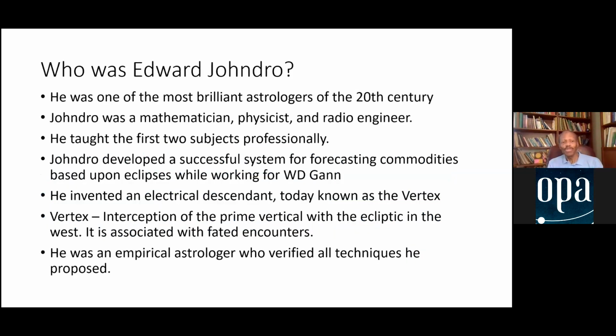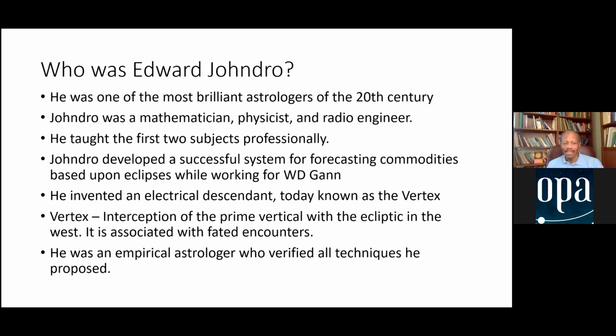So who was Edward Johndro? He was one of the most brilliant astrologers of the 20th century. Johndro was a mathematician, a physicist, and a radio engineer, and he taught the first two subjects professionally. He developed a successful system for forecasting commodities based upon eclipses while working for W.D. Gann. W.D. Gann was a famous stock market investor in the 1920s and 30s.